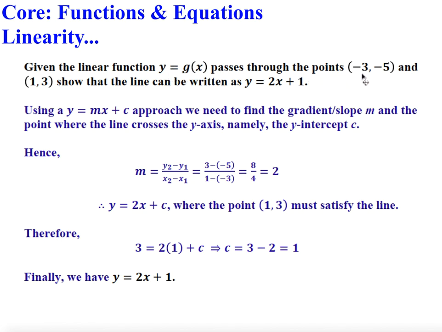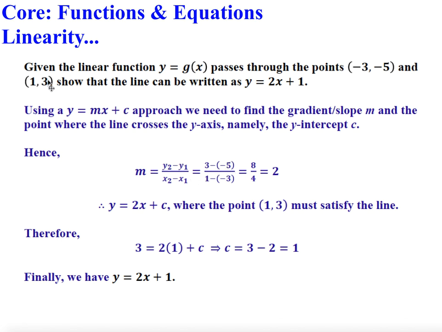So let's consider something really straightforward regarding a linear function, something as standard as given some linear function y is equal to g of x, it's passing through 2 points. Can we simply show that the line can be written as y is equal to 2x plus 1? Not a challenge, since using a y equals mx plus c approach, or maybe y equals mx plus b, depending upon your culture, first you want to focus on finding the slope or the gradient. Of course, there's a gradient formula to help you with that.